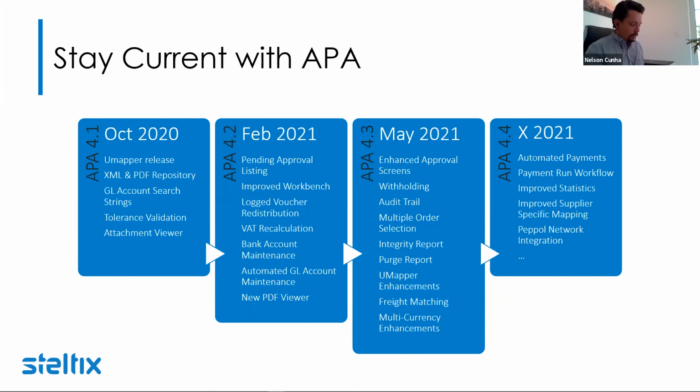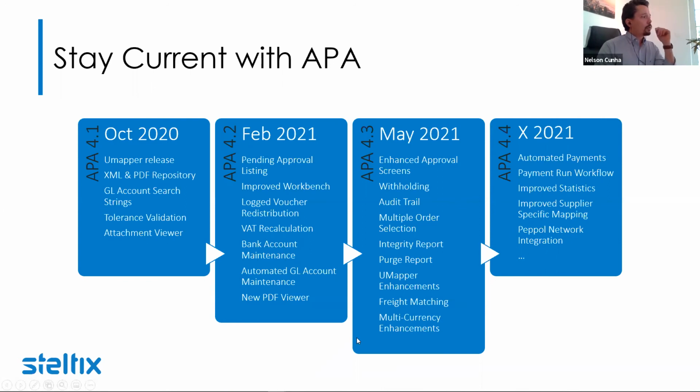For the ones that don't know, APA is a subscription product. Okay. So at the moment we are in version 4.2.5. We are in between version 4.2 and 4.3. I presented these slides to show you how we have been evolving and investing a lot of time and resources in APA. Okay.